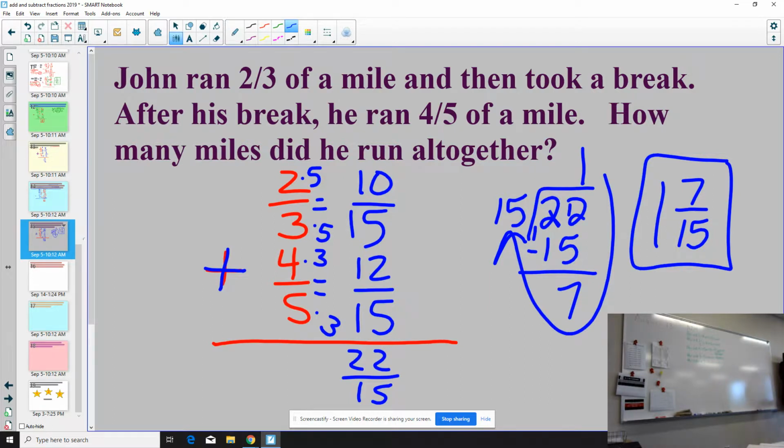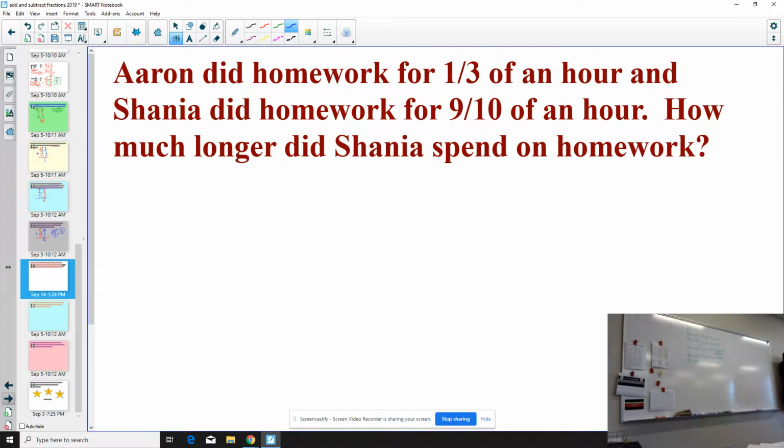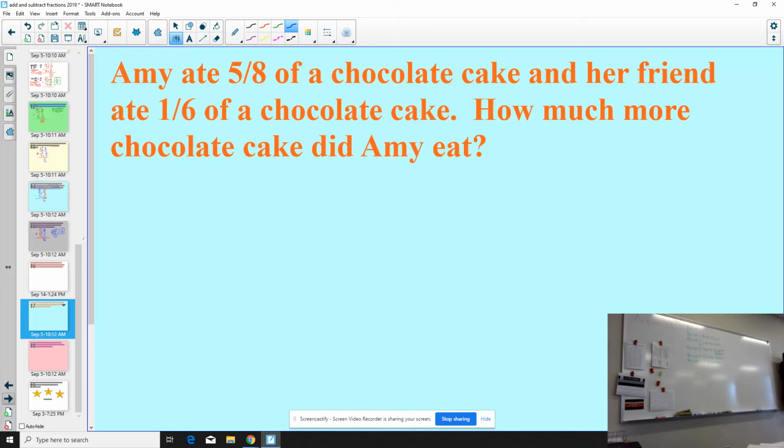Okay, so on the next few word problems, what we're going to do is read it, and I just want you to decide whether we should add or subtract. Okay, so it says Amy ate 5/8 of a chocolate cake and her friend ate 1/6 of a chocolate cake. How much more chocolate cake did Amy eat? If the question wants to know how much more did Amy eat, should we add or subtract? Yes, you should subtract because we want to know how much bigger is 5/8 compared to 1/6.